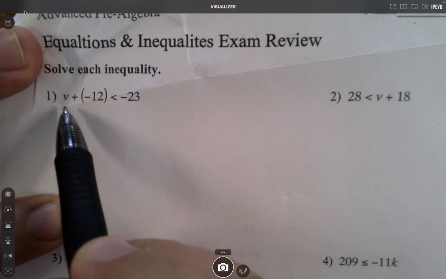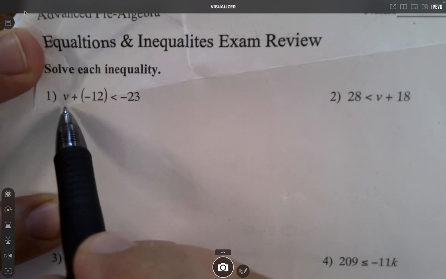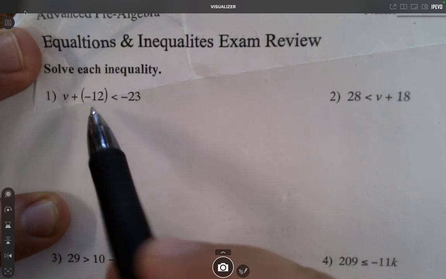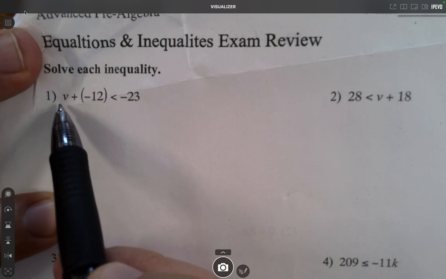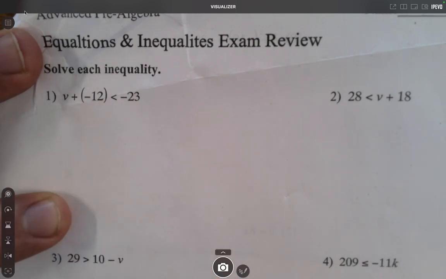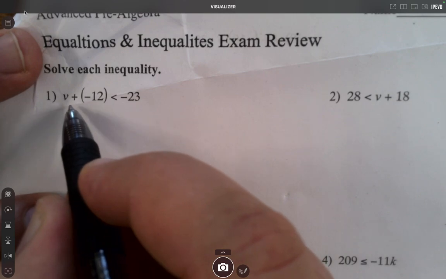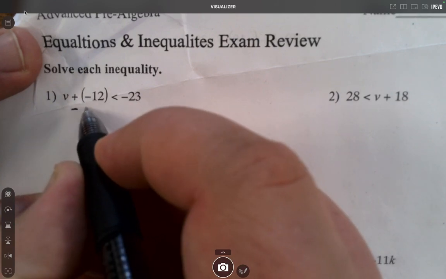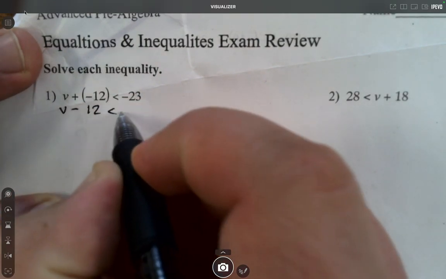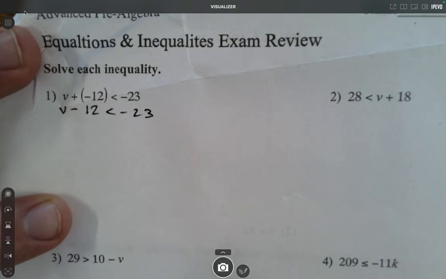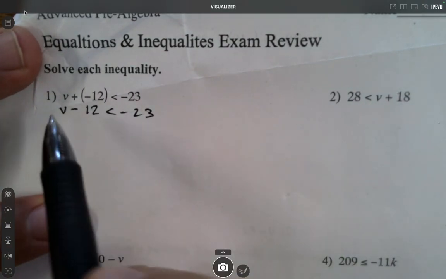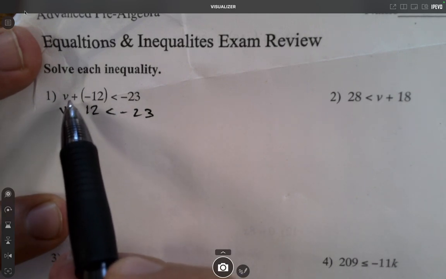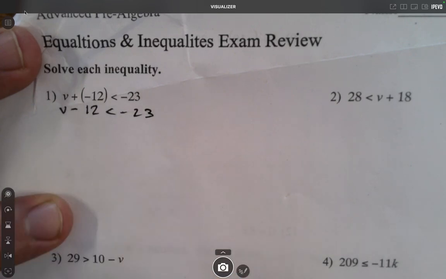Our goal is to get the variable by itself. To do that, we always have to do the opposite of what's happening to the variable right now. So v plus negative 12. Right now we're adding negative 12. So that's the same as subtracting a positive 12. So if they'd written the problem this way, that would mean the same thing. I'm just applying keep, change, because you'd keep the v positive, change the plus to a subtraction, and the negative to a positive.